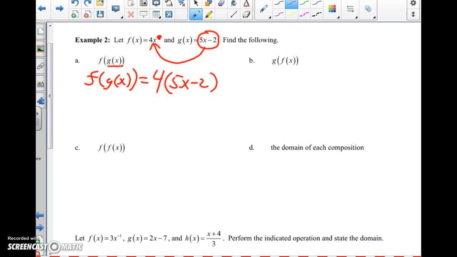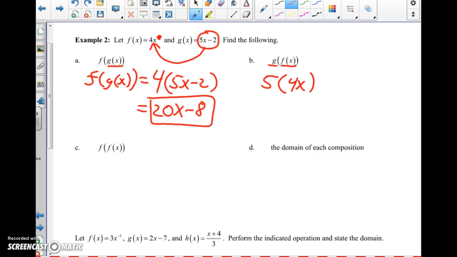Now we'll distribute the 4. What do you get? 20x minus 8, right? That was given to us. 20x minus 8 is the answer. Okay, once again, on this one, you take f of x and put it in place of the x for g. So you're going to take 5, and then x is 4x, and then minus 2, which would come out to be 20x minus 2. Good job, that's right. You guys are doing great.